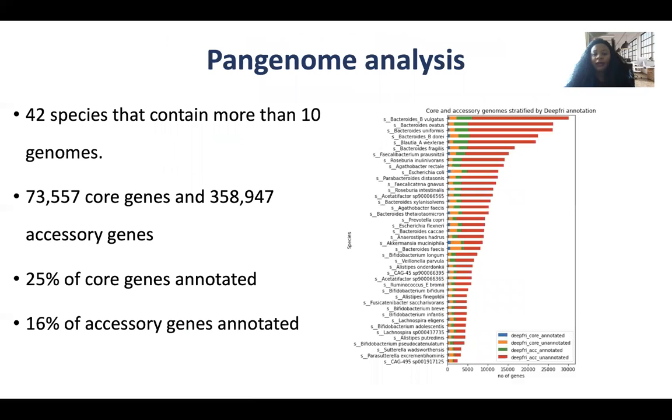To further obtain an understanding of the functional capacity within the core and the accessory genome, we performed pangenome analysis. Here, we only included 42 species that contained more than 10 genomes. Our pangenome consisted of 73,000 core genes and 358 accessory genes. We further annotated our pangenome using DeepFRI, and our results show diversity in functional enrichment between the core and accessory genome, where we were able to annotate 25% of the core genes and 16% of the accessory genes.